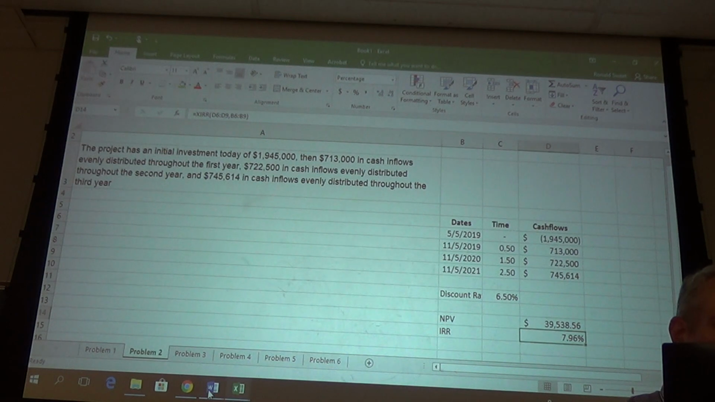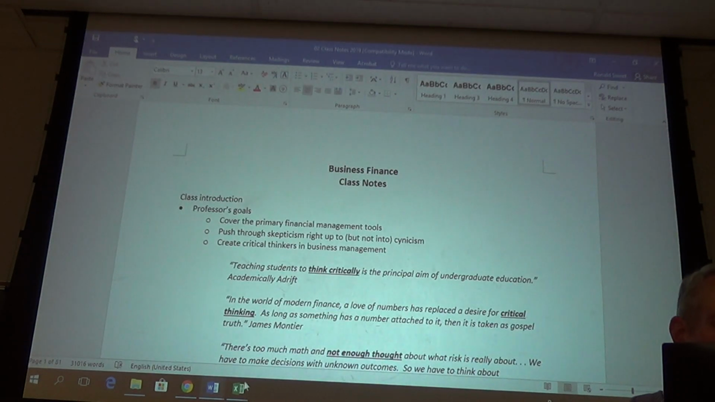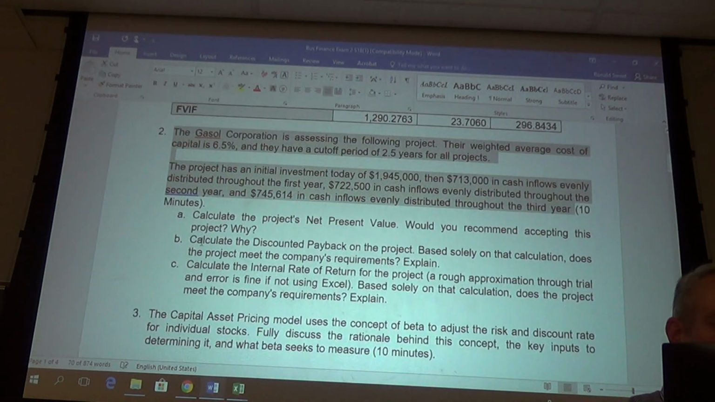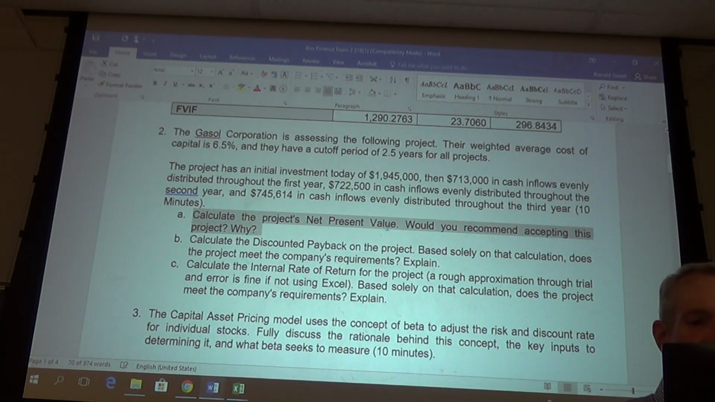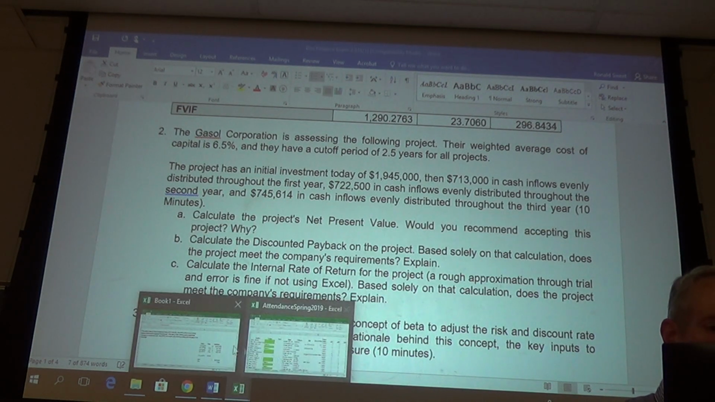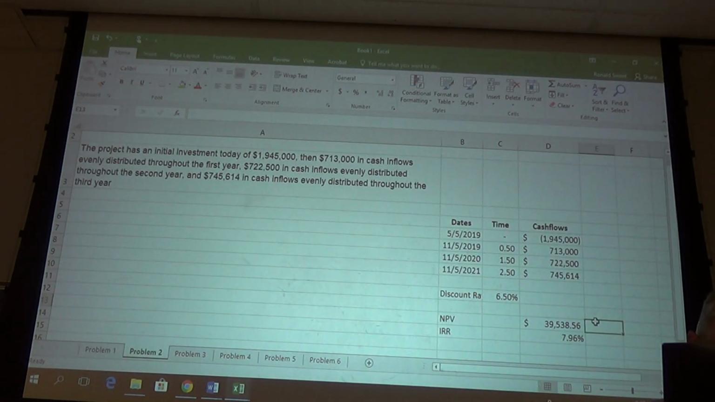And then be very careful in this question that you answer all the questions. Calculate the net present value. Would you recommend this project and why? Make sure those are all in here, all right? So on the net present value, what do we say? Accept because NPV is what? Greater than 0.